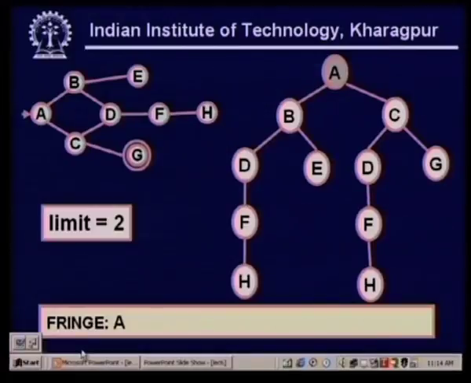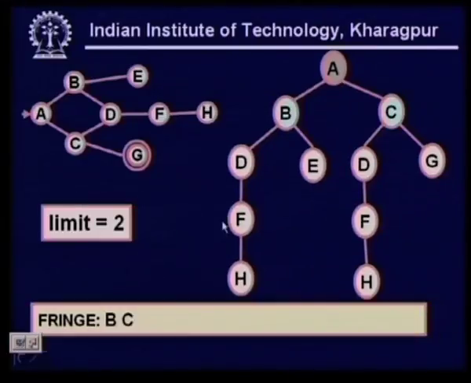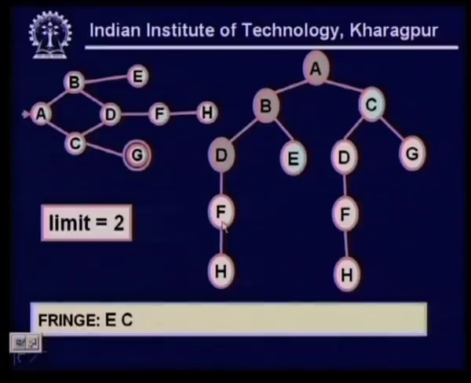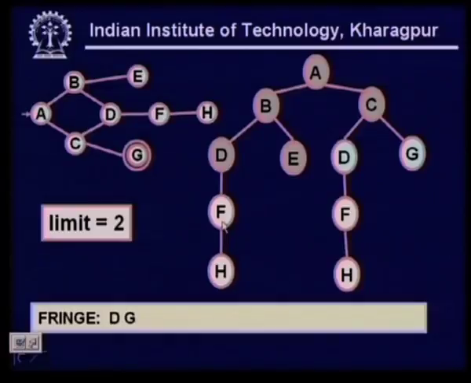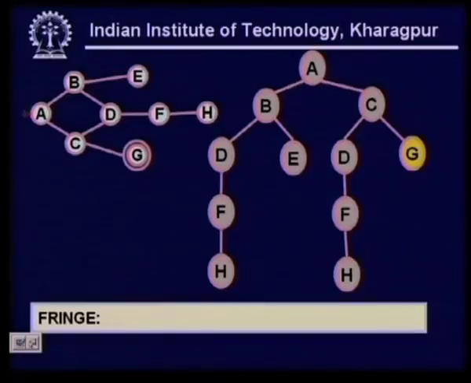And when we do search this tree, we get first A is removed from fringe, and then B and C are added, B is removed, D and E added, then D is expanded, E is expanded, C is expanded, D and G added to fringe, D is expanded, finally G is expanded. And then we have found a goal node in this iteration where limit is equal to 2. Okay.